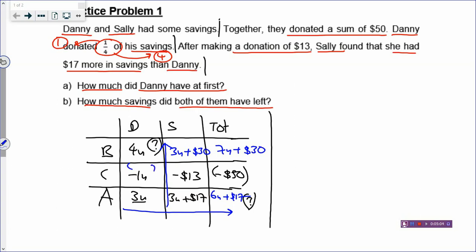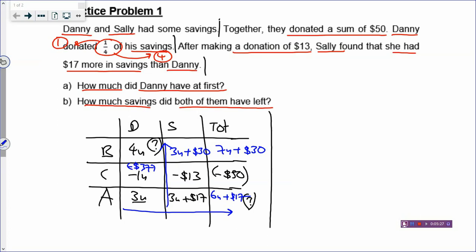So Danny donated 1 unit, Sally donated $13. Total they donated is $50. So can you find how much Danny donates? You take 50 and you minus 13. So Danny must have donated $37, right? Okay, and donated means you have to minus. There's a minus in front because when you donate money, you minus.